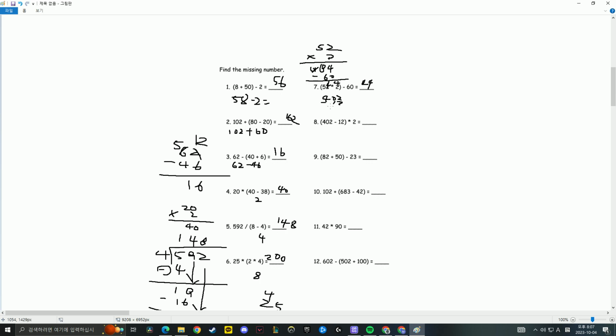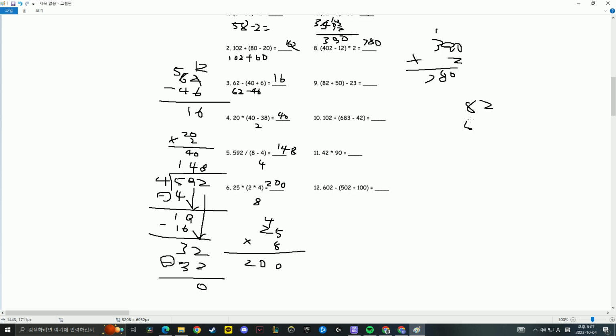402 minus 12. 0. Borrow from the 4. Make that 9. 390. 2 minus 2 is 0. 390 times 2. 0. 18. Carry the 1. 6, 7. 780.